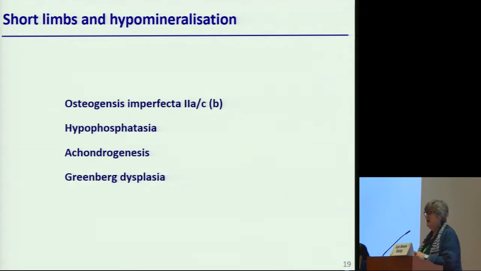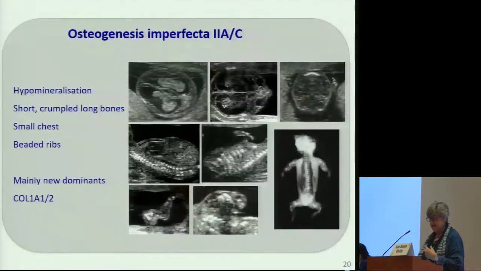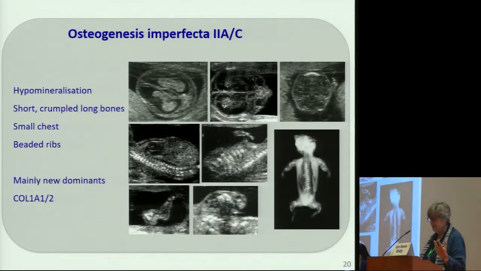So short limbs and hypomineralization, a limited differential diagnosis here: osteogenesis imperfecta, hypophosphatasia, achondrogenesis, and Greenberg dysplasia. Well, I'm not going to show you the pictures of Greenberg dysplasia. That has massive hydrops and very, very short limbs. So osteogenesis imperfecta, you've seen some of these pictures before. Profound hypomineralization, no acoustic shadow cast here. That's the view in the first trimester. A small chest with what's called a champagne cork appearance here. Beaded ribs because of multiple fractures.